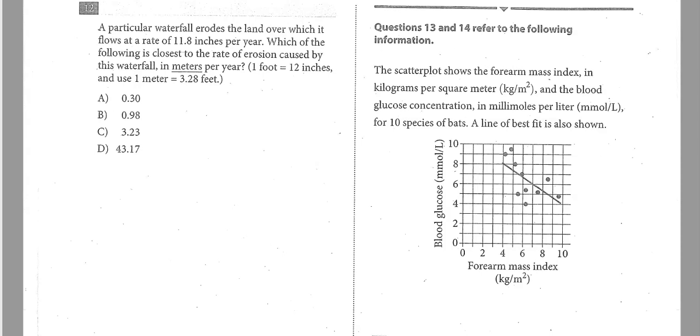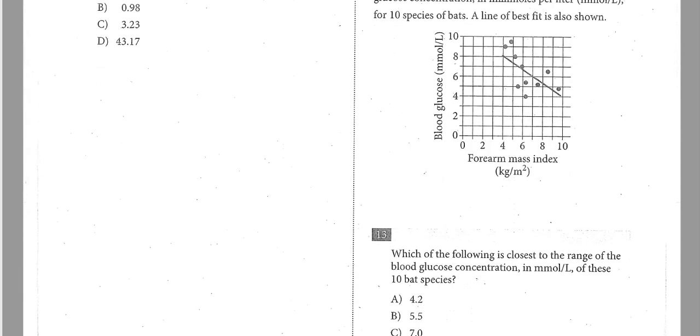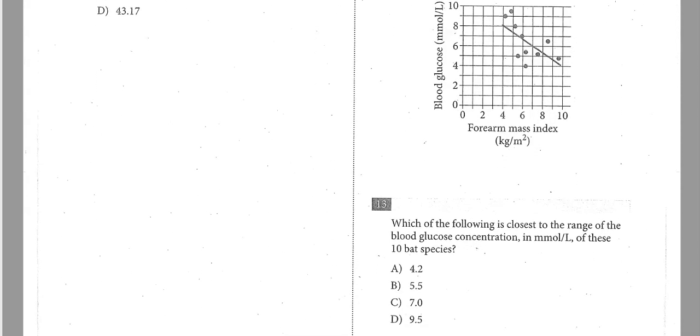All right, 13 and 14 says we have a scatter plot, forearm mass index in kilograms per square meter, and the blood glucose per liter of bats. So that's kind of crazy. A line of best fit is also shown. So let's see what they want. 13, which of the following is closest to the range? So that's kind of like the high minus the low. So the range of the blood glucose concentration.